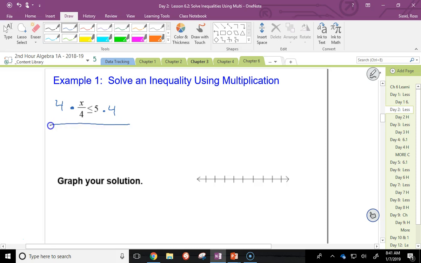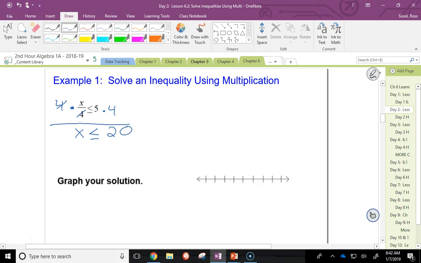So, 4 times here, these two would cancel each other out, and I'd be left with just x. Because I'm multiplying by a positive number, my inequality sign stays the same. And then 5 times 4 is simply 20.